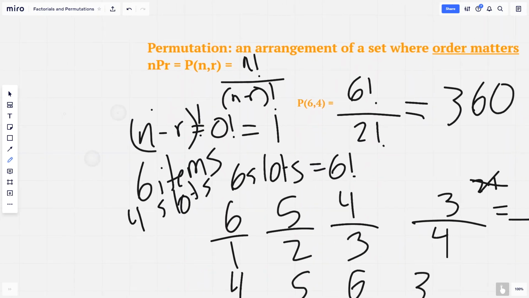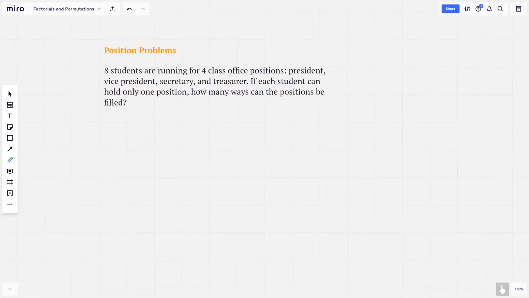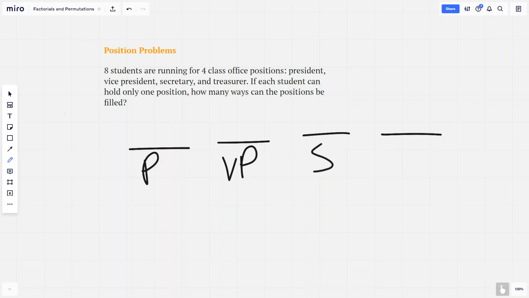So now that we understand what permutations are and how we can use factorials, I think it's best to dive into the most common types of examples you'll see in these types of problems. So the first problem I'd like to cover is the position problem. So typically in these problems, you'll have some sort of position being available. It could be a committee, or it could be some type of office position. So here, 8 students running for 4 positions, and they're all different. So president position, vice president position, secretary position, and treasurer position.